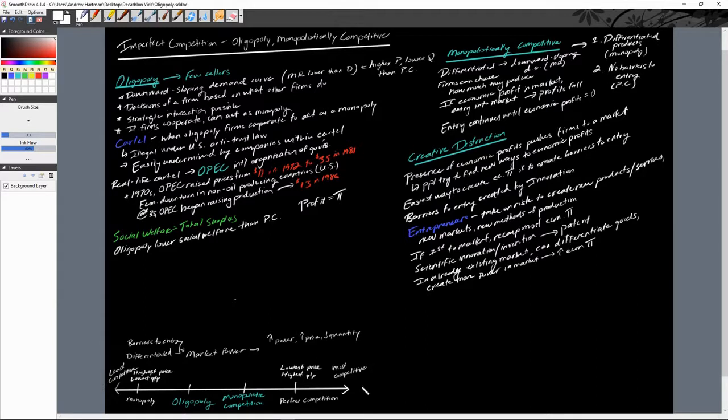So entrepreneurship can create new barriers to entry, which allows them to recoup new economic profits. However, entrepreneurship and innovation can also do the opposite of this. Innovation can also tear down barriers to entry.